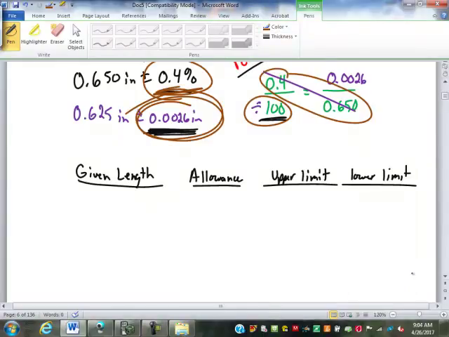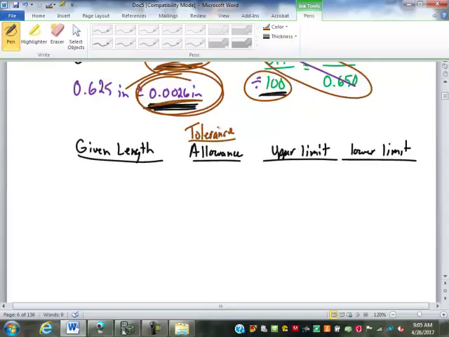Okay, so now this textbook often does use the term tolerance instead of allowance. So they're talking about the plus or minus instead of the whole range, which is a little bit sloppy, but they're taking a little bit of liberties with the terminology, which we'll live with.